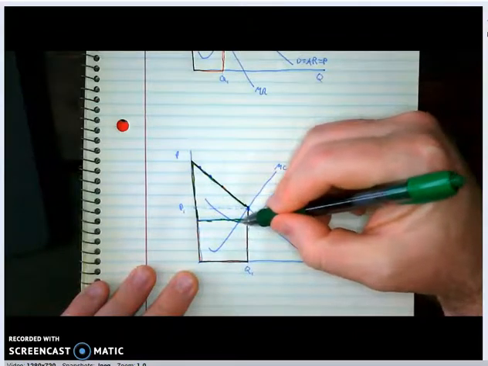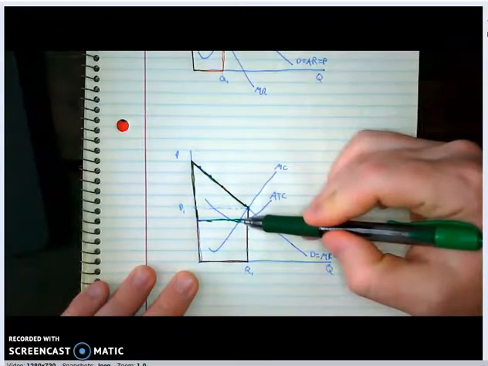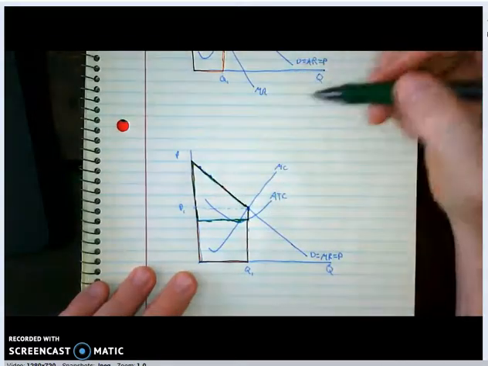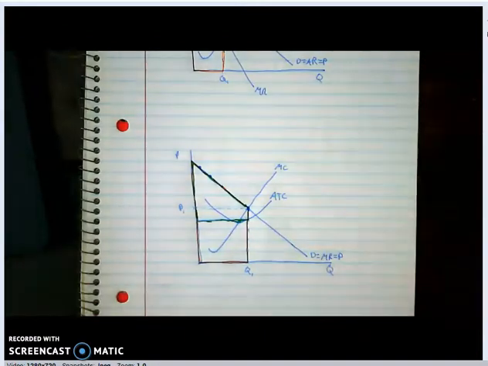Okay, this little gap here is not a part of our total profit. So it's this green trapezoid. Okay, so all of that would be profits. Now, what about deadweight loss and consumer surplus?